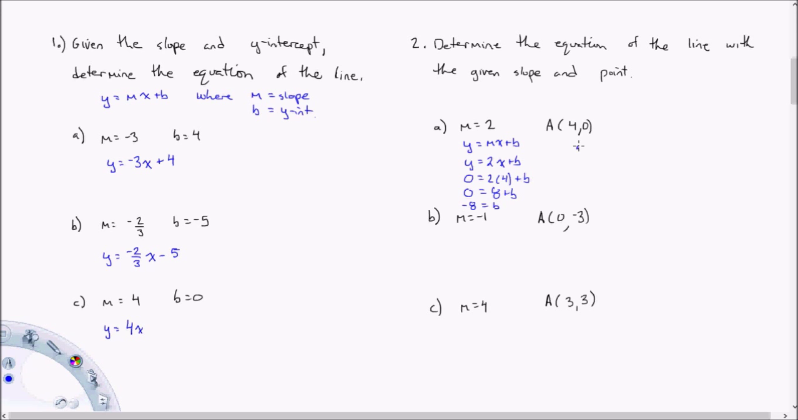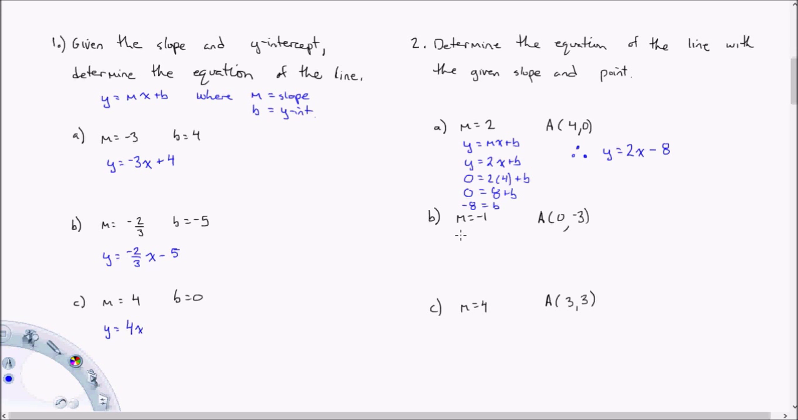And finally, we can write out the equation of the line: y equals mx plus b, where b is negative 8. So y equals 2x subtract 8. And that's the equation of the line with a slope of 2 that passes through point A.